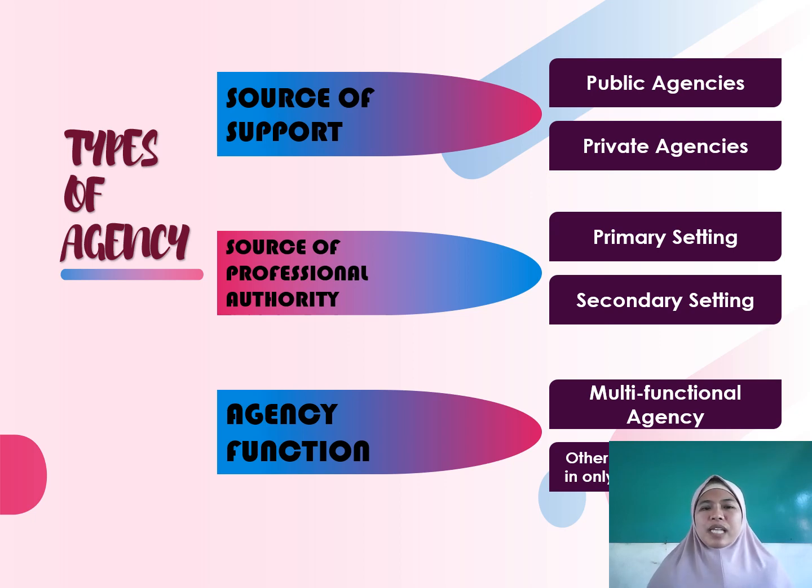And lastly, types of agency according to agency function, we have the multifunctional agency. These are agencies that cater to different types of problems and different types of clientele. On the other hand, we have the specialized agencies. These specialized agencies only cater to one specific type of clientele or one category. For example, if one agency only caters to children, then they are a specialized agency. Save the Children Fund, for example, is an international organization which caters basically to children, so they are specialized. The DSWD is a multifunctional agency because there are different clientele groups there.